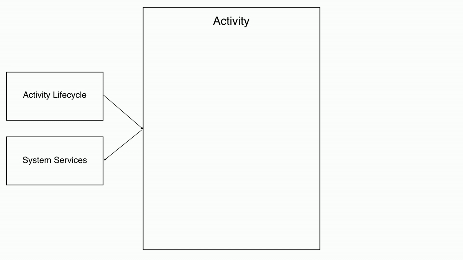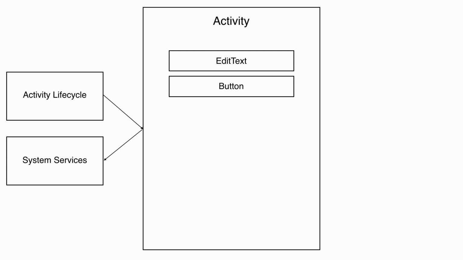An activity, by its nature, is also a context, which gives us access to things like system services, like the layout manager, location manager, package manager, and so on and so forth. Well, an activity by itself doesn't imply any sort of user interface. So in our example here, let's say we have an edit text and a button located in our activity.